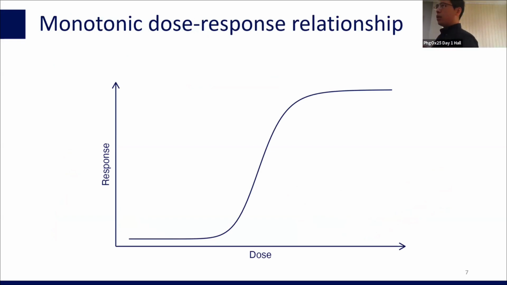And this is what we commonly see in small molecule traditional drugs, where an increase in the dose usually monotonically changes the response. So this is the so-called sigmoidal relationship.